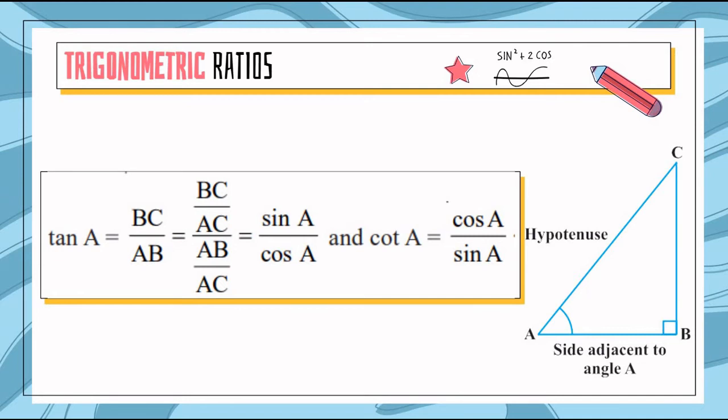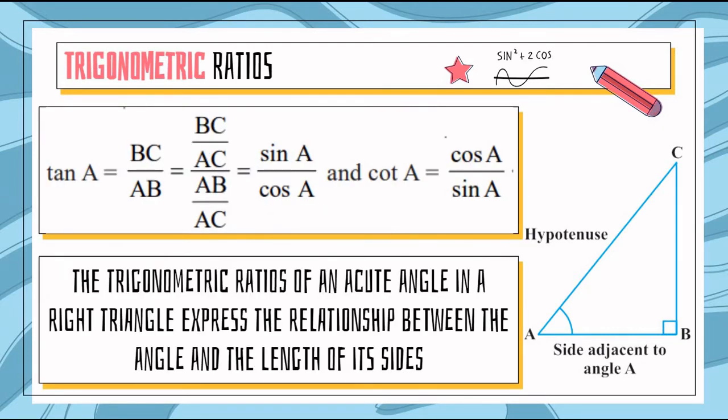So you can remember it also as sin A by cos A. And as cot A is the reciprocal of tan A, we can say that cot A is equal to cos A divided by sin A. Interesting, right? And also the trigonometric ratios of an acute angle in a right triangle express the relationship between the angle and the length of its side. We have been given an angle, and with the help of that we found out the sides.